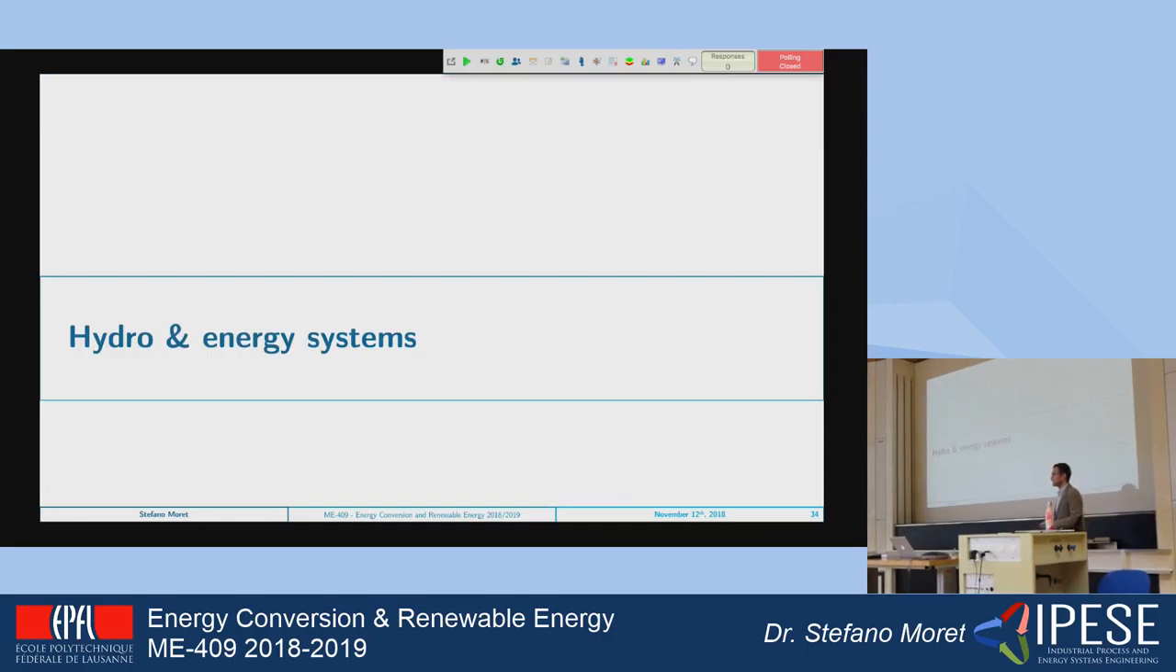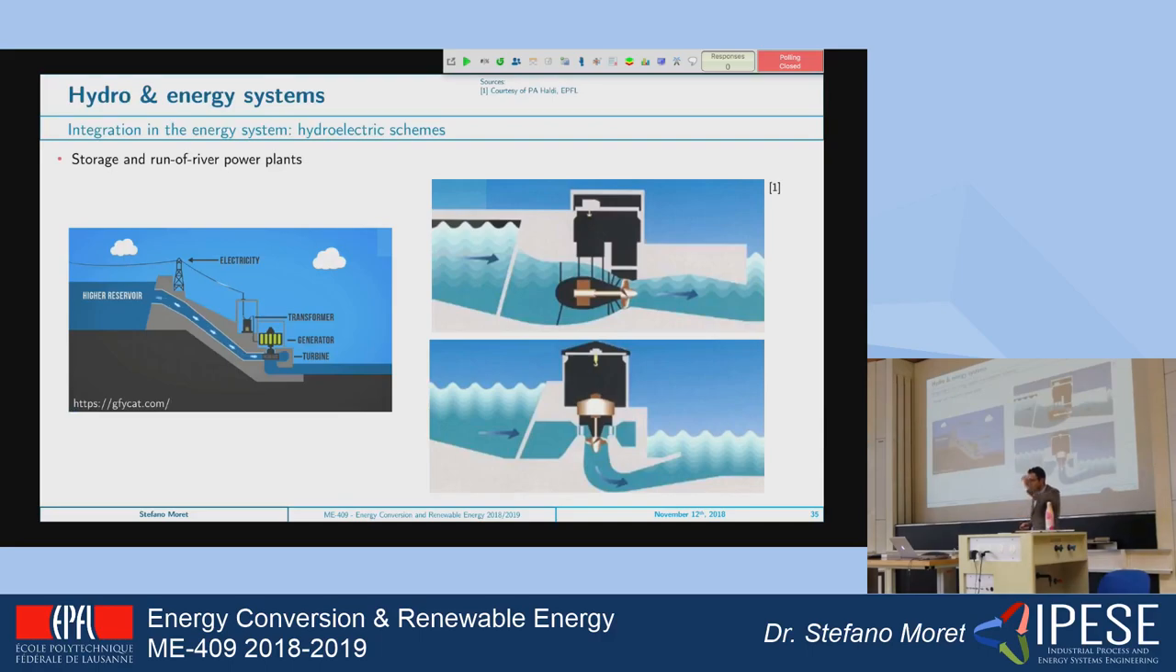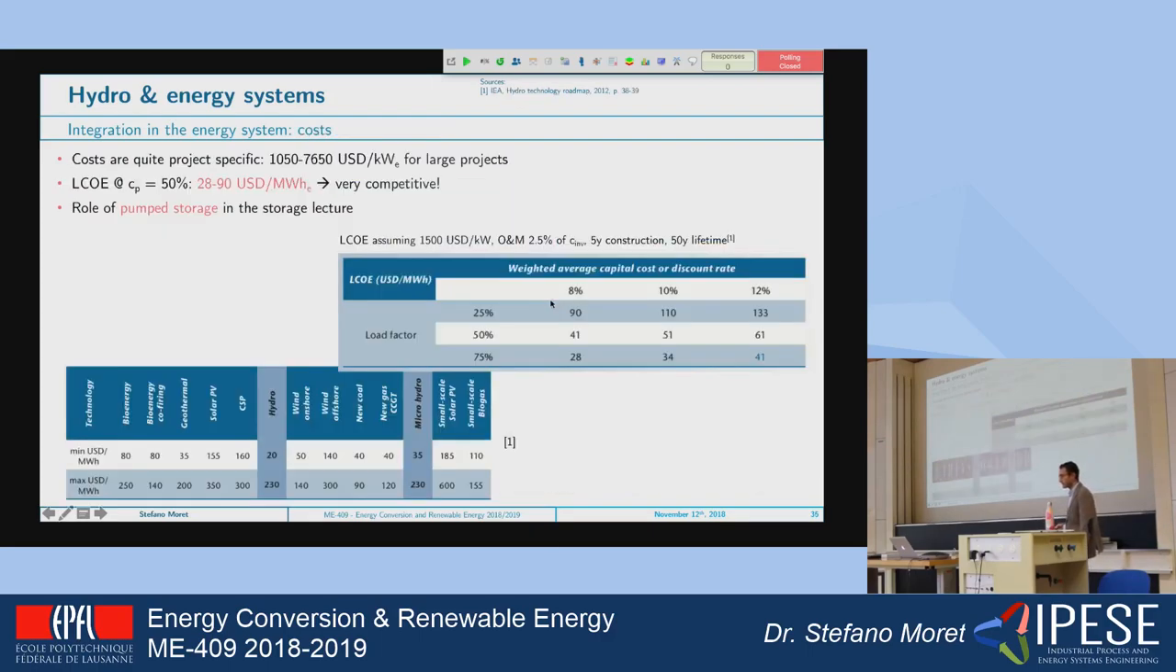So let's look at how hydro is integrating in the energy system, just the last 5 minutes. As I said, you have either storage or run-of-river power plants. So these are the two hydroelectric schemes. You see a run-of-river power plant using a Kaplan turbine, or using a bulb turbine in this case.